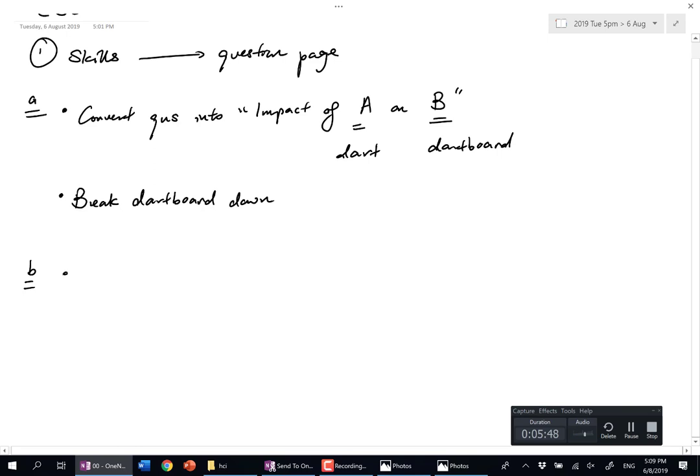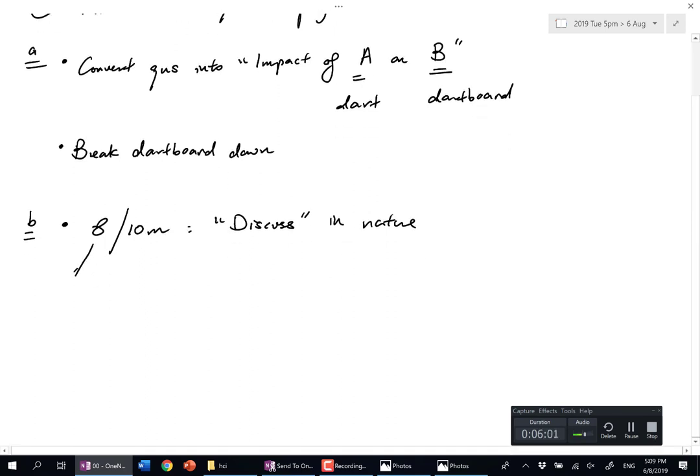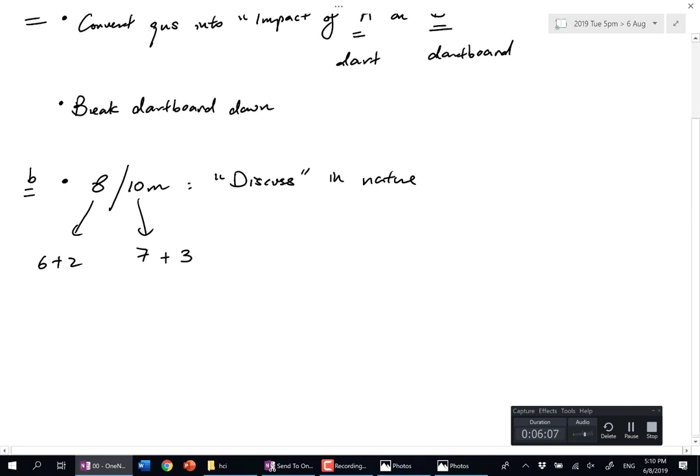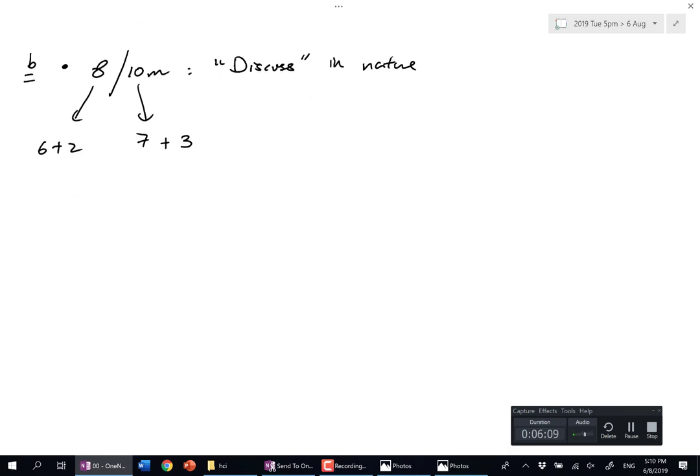The second one is when you come to 8 and 10 mark questions, which are discussed in nature. Alright, 8 and 10 marks is always discussed. Why? Because you know there's going to be some credit for evaluation. So for discussed type questions, we are always going to work backwards. Okay? Everything is about working backwards.